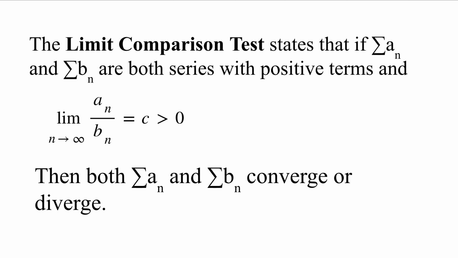Let's review the limit comparison test. The limit comparison test states that if the summation of a of n and the summation of b of n are both series with positive terms, and the limit as n approaches infinity of the ratio of a of n and b of n is a value that is finite and greater than 0, then the two series will either both converge or they will both diverge.